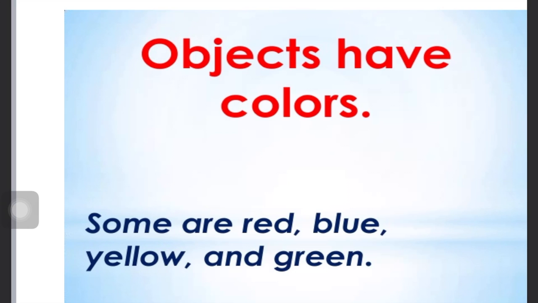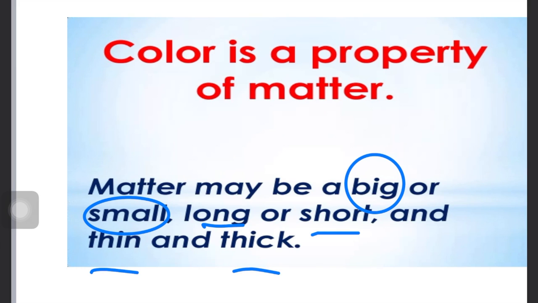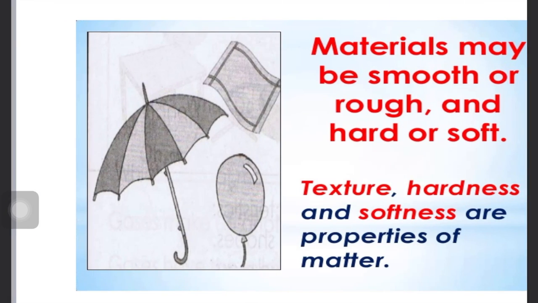Here, objects have colors. Now we can understand about red, blue, yellow, green. Color is a property of matter. Matter may have a big size or small size, long or short, thin or thick. Size is a property of matter.